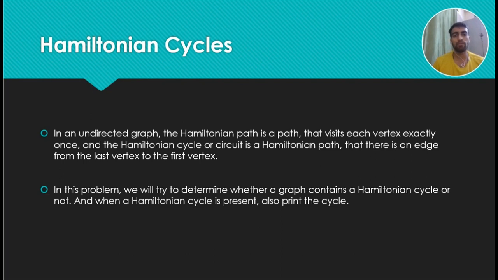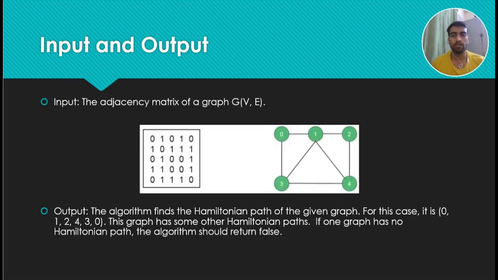So the Hamiltonian problem is a problem in which we try to determine whether a graph contains a Hamiltonian cycle or not. And if the Hamiltonian cycle is present, we will try to print the cycle. The input for the problem will be an adjacency matrix of the graph. As you can see here, we have an adjacency matrix of the corresponding graph as shown in the figure. The output will be false if there is no Hamiltonian path. Otherwise, if there is a Hamiltonian path, the output will be the path itself.